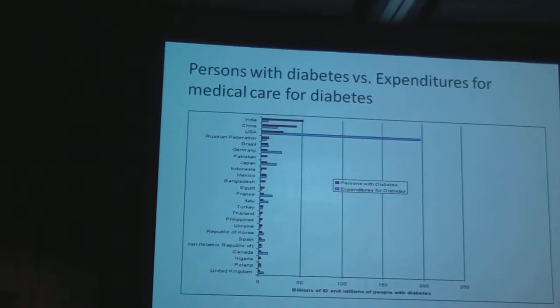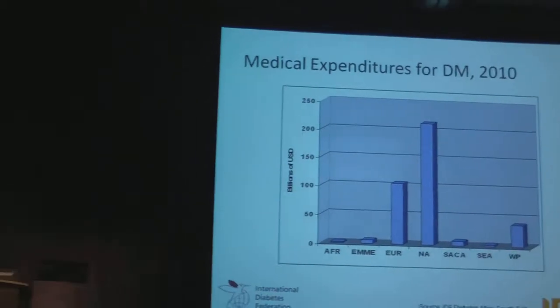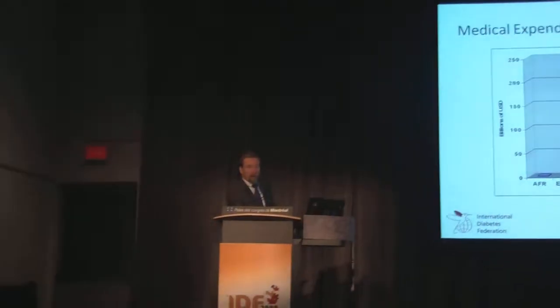And if I can show it to you in a clearer way, this is expenditures for diabetes care in different regions of the world. So we have Europe, North America, South America, Southeast Asia, Western Pacific. And basically 90% of the money is spent to care for people in industrialized countries. But where 80% of the people are living, only 10% of the money is being spent.